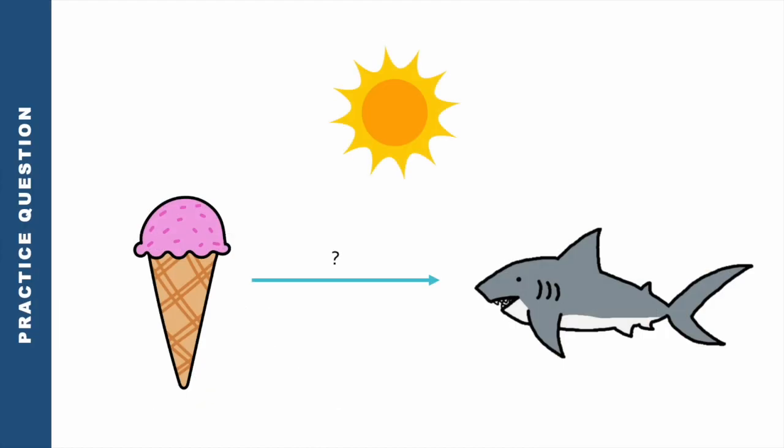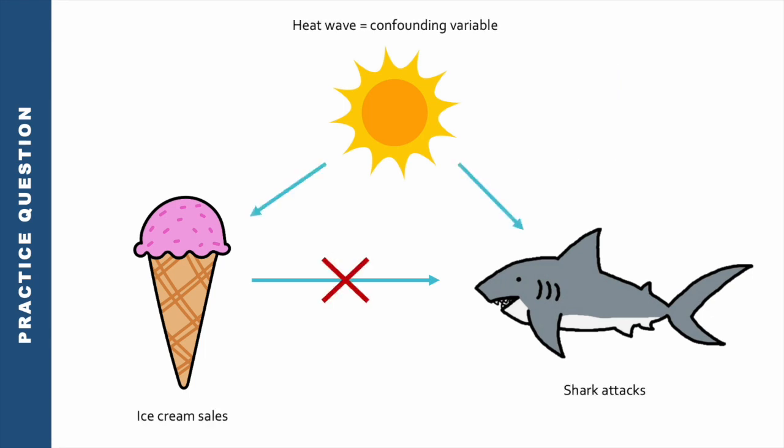A researcher observes that ice cream sales go hand in hand with shark attacks. When ice cream sales are high, shark attacks are high. When shark attacks are low, ice cream sales are low. Could ice cream cause shark attacks? In this example, heat waves are the confounding variable. There's no causal relationship between people buying ice cream and getting attacked by sharks. See how in this example, heat waves are not in the causal pathway? Heat waves cause both increases in ice cream sales and increases in shark attacks.